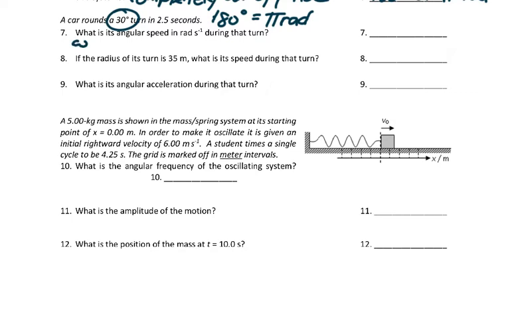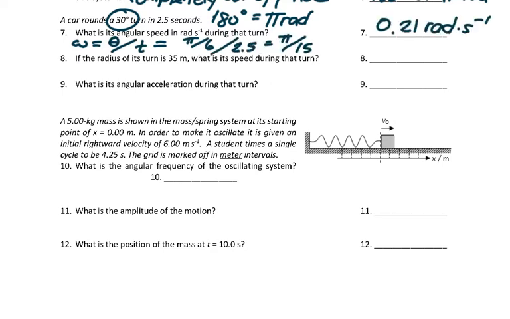And angular speed is omega. I think earlier I was referring to omega as angular frequency, but I see here they call it angular speed. In any case, it's the amount of angle per unit time. It's angle passed per unit time. So we have pi over 6 radians divided by 2.5 seconds. And pi over 6 divided by 2.5 gives us pi over 15, or if we simplify that, we get 0.21 radians per second for the angular speed.